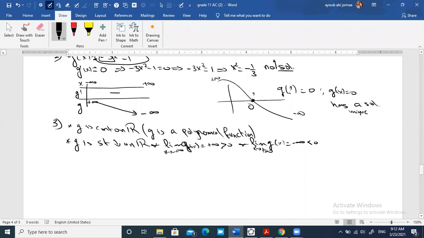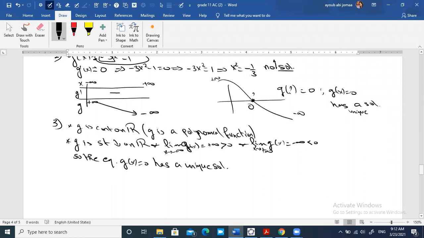So here the function is decreasing from positive to negative, and it is continuous. It means that the equation g of x equals 0 has a unique solution, as this figure shows you. Decreasing from positive infinity down to negative infinity means it passes by zero, and only once. In other words, the equation g of x equals 0 has a unique solution.